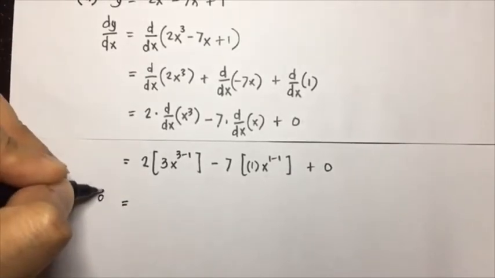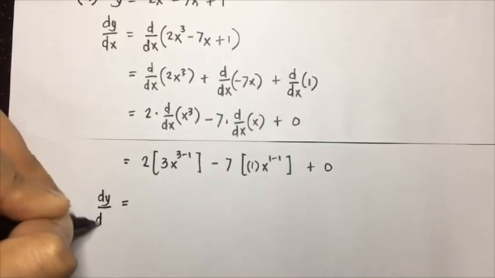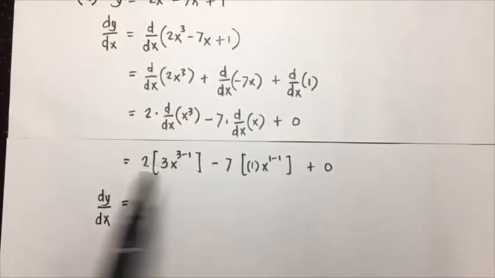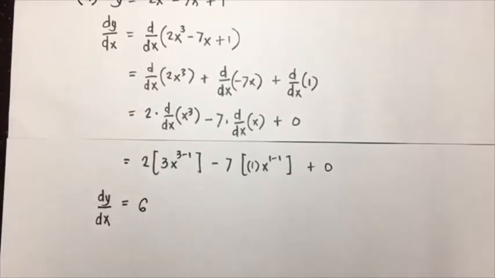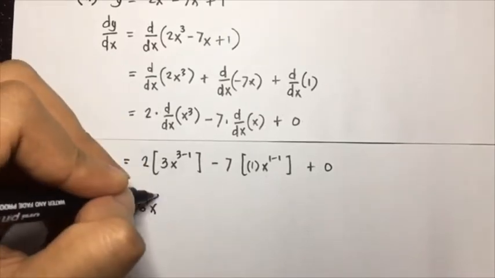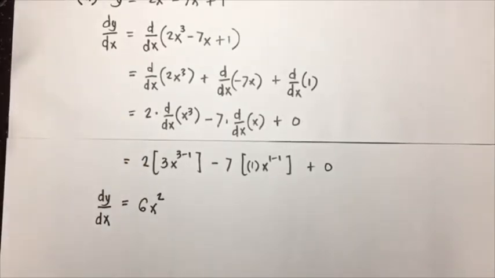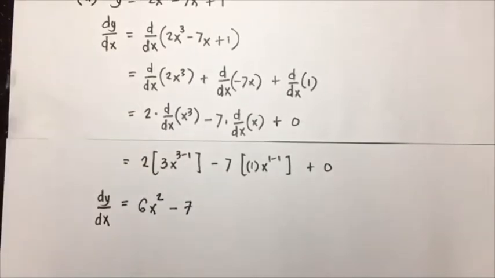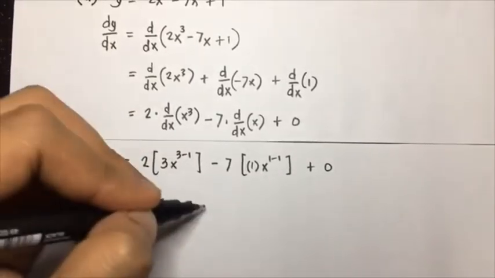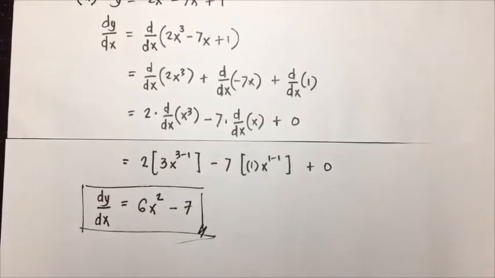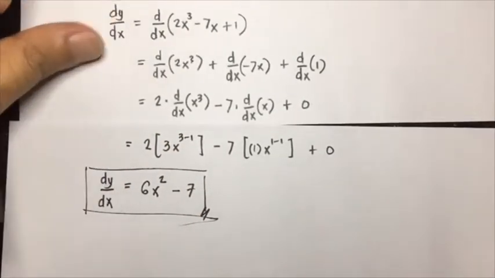Finalizing, our final answer, the derivative of y with respect to x is equal to, multiplying 2 times 3, that is 6x raised to 2. So 6x squared minus 7. So that's how simple the power formula works.